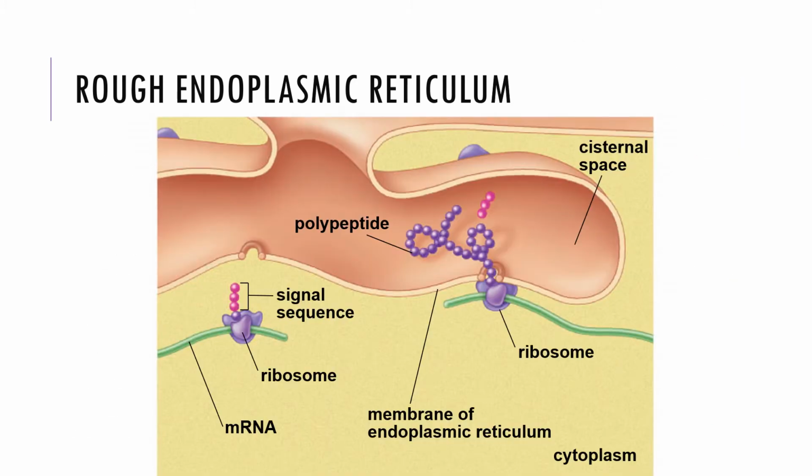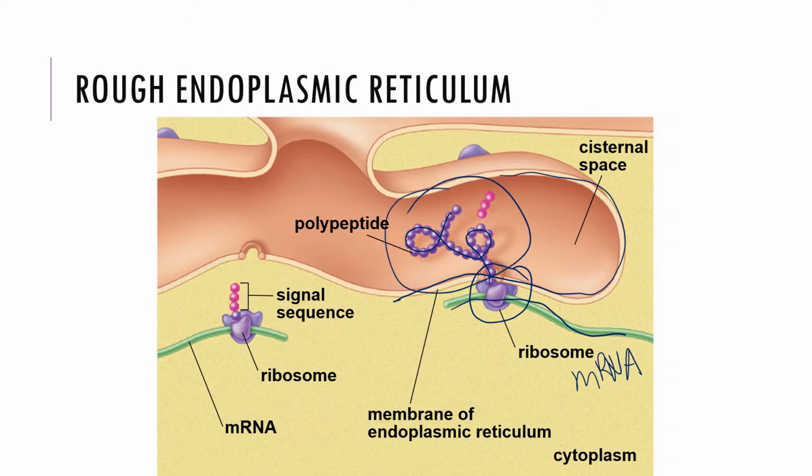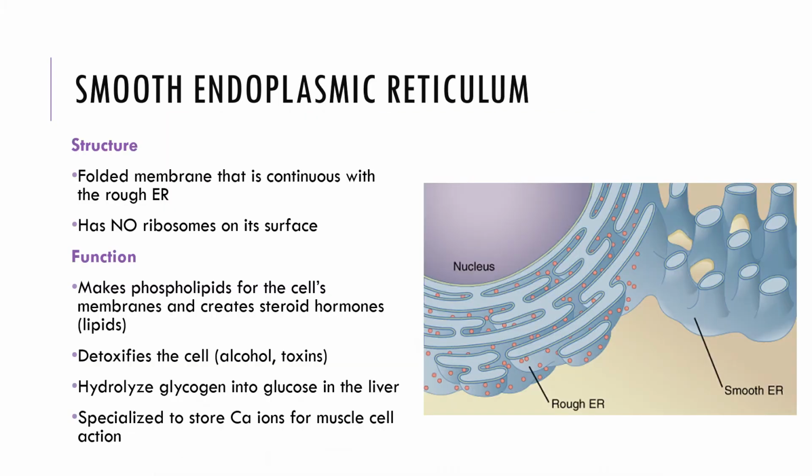So here's an image of how this might happen on the rough ER. You've got a ribosome attached, and it will start to read the mRNA and create that polypeptide chain here inside the rough ER. So this is the membrane of the rough ER. And then once it's inside the membrane of the rough ER, it can have little attachments like those carbohydrates.